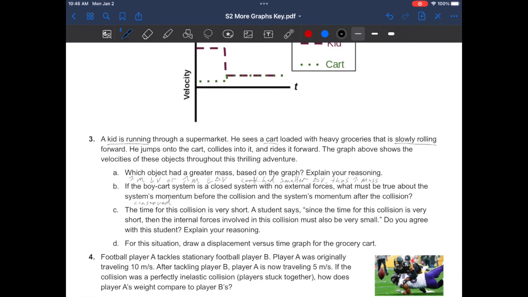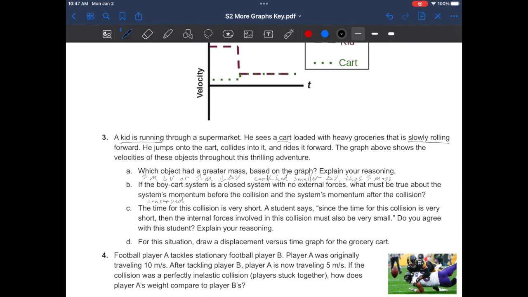The time for this collision is very short. A student says, since the time for this collision is very short, the internal forces involved in this collision must also be very small. Well, force times time is impulse, and just because you have a small time does not mean you have a small force. Reducing the time usually increases the force to maintain that impulse.